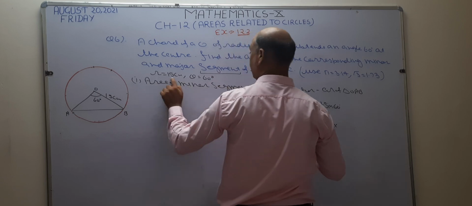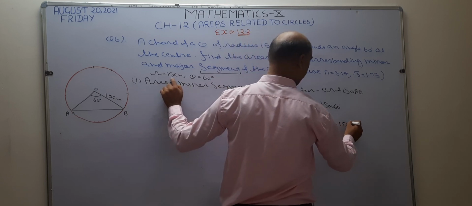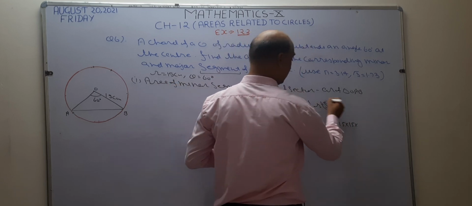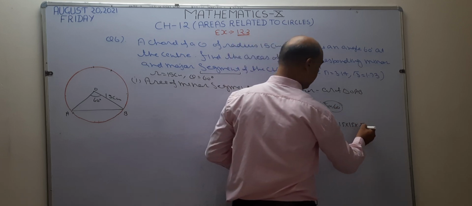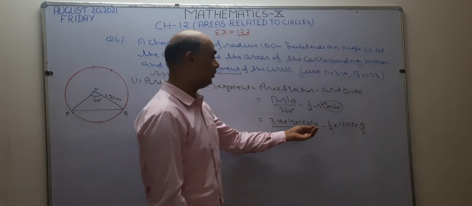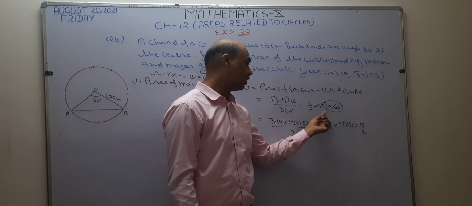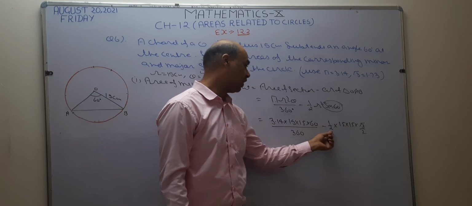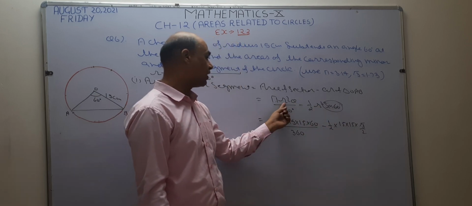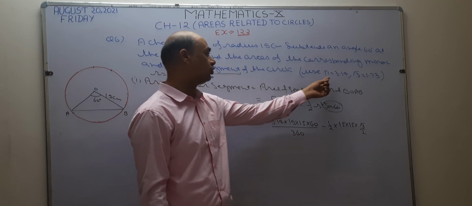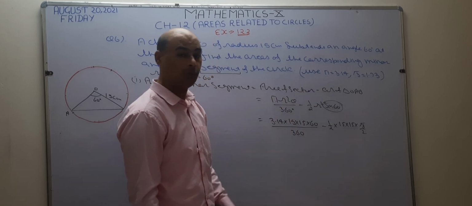R means radius. Radius is 15. Write here 15 into 15, and you know the value of sine 60, root 3 by 2. Clear? Value of sine 60 becomes root 3 by 2. R square means 15 into 15. 1 by 2 is going to remain the same. Theta is given 60. R square means 15 into 15. Value of pi is given 3.14 and 360 is in the denominator.